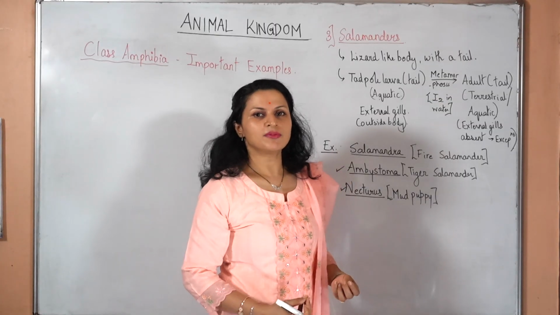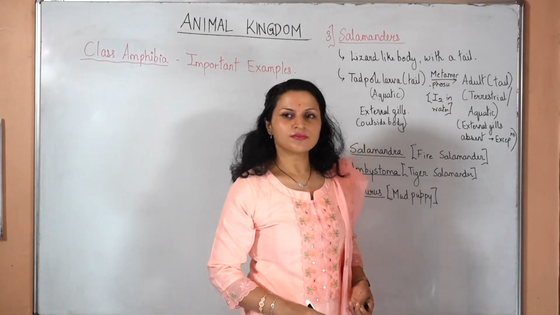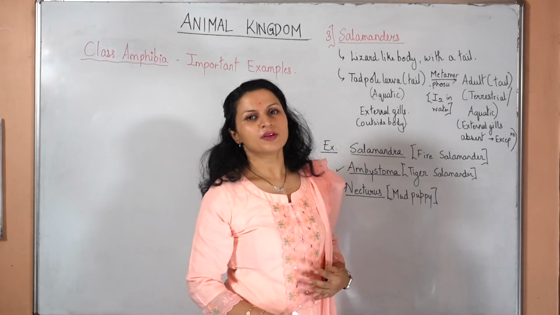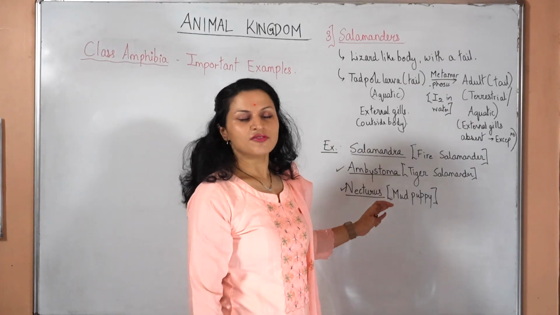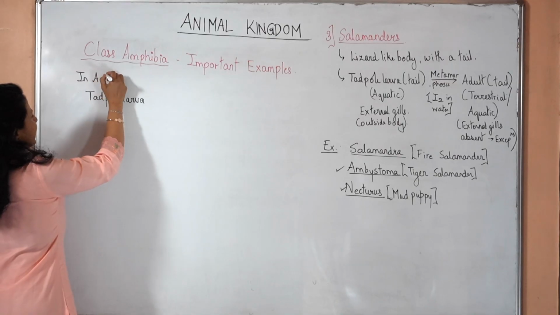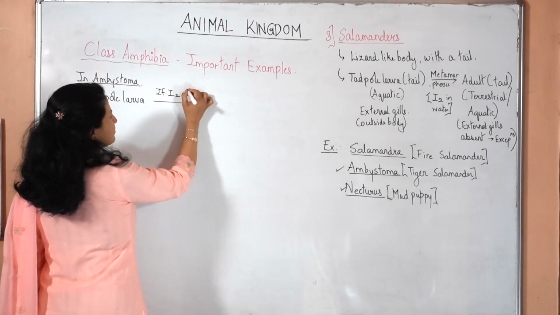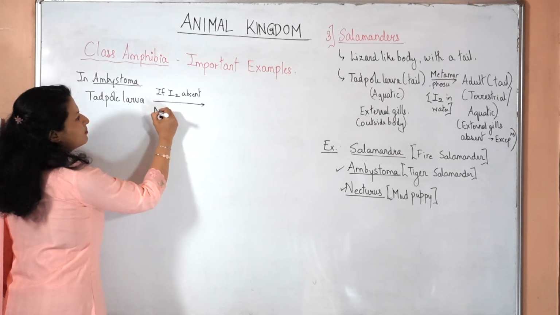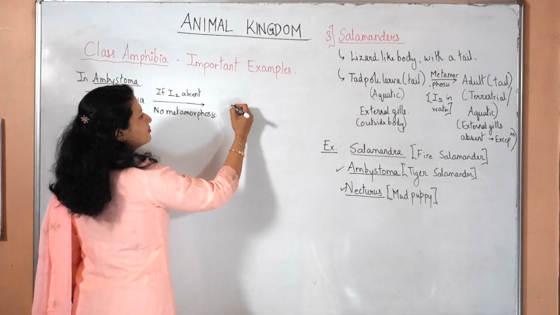Now imagine what will happen if iodine is absent in the water. The salamander larva will not be able to produce thyroxine hormone. In that case, what will the larva do? A unique kind of feature is shown by the Ambystoma larva. What happens is, in Ambystoma tadpole larva, if iodine is absent, there will be no metamorphosis, and this tadpole larva will become an adult.